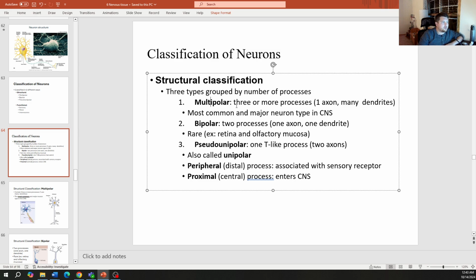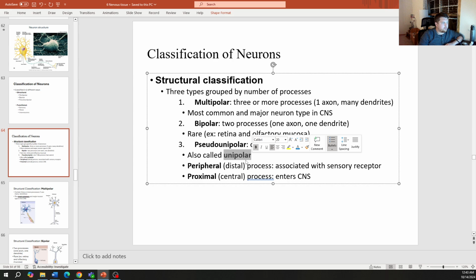The multipolar have 3 or more, so 1 axon and a whole bunch of dendrites. Bipolar has 2, 1 axon and 1 dendrite. Pseudo-unipolar, and these are T-like, they have what we call 2 axons. They're also called unipolar as well.